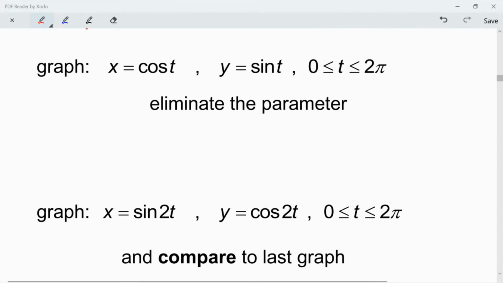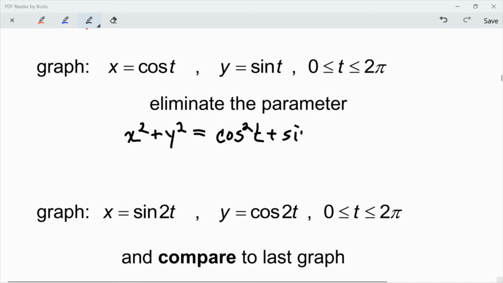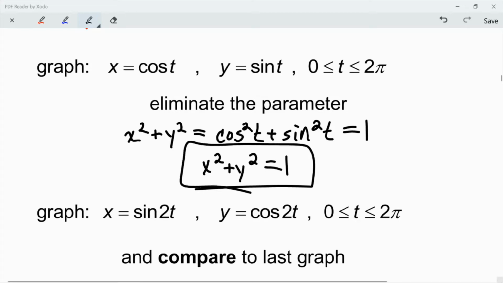The way I'm going to do it is if I were to think about x squared plus y squared in this case, that would give me cosine squared t plus sine squared t. Well, what's cosine squared plus sine squared? That's actually equal to 1. So what I end up with there is x squared plus y squared is equal to 1. So now I've got a circle with a center at 0, 0 with a radius of 1.